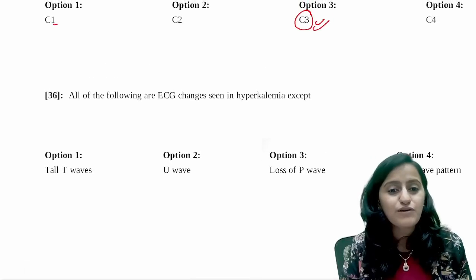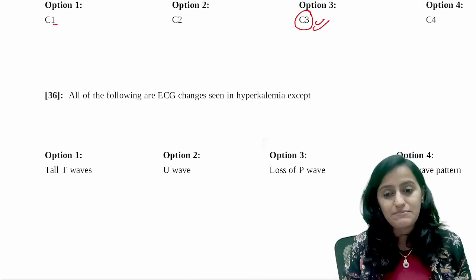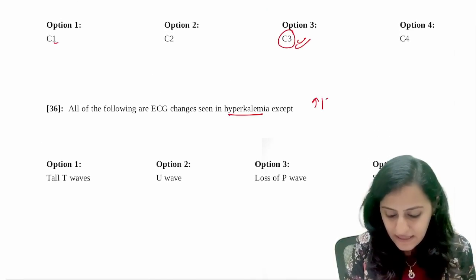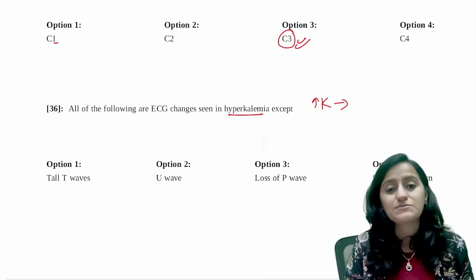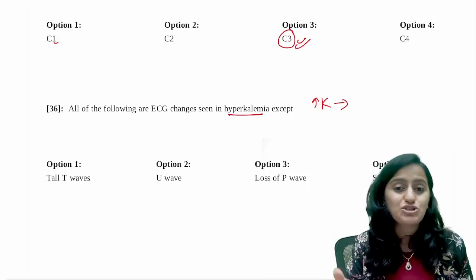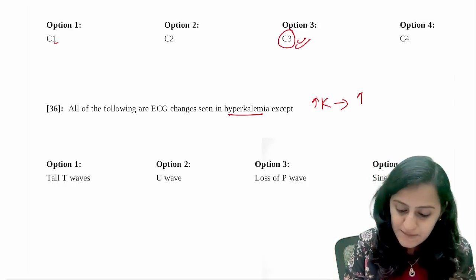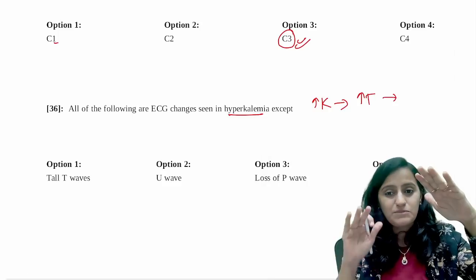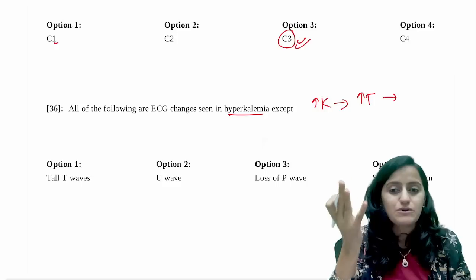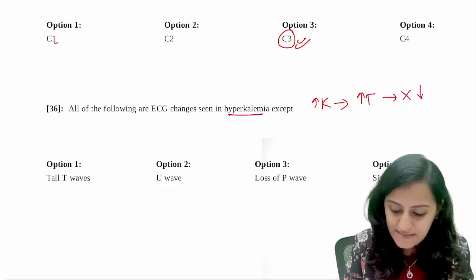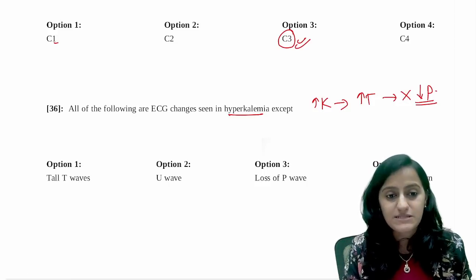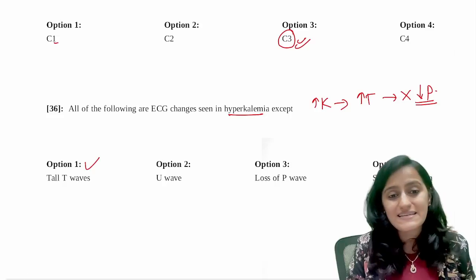Next one, all of the following are ECG changes seen in hyperkalemia except which of the following? So remember, hyperkalemia, increased potassium. Potassium is responsible for the repolarization, that is the T wave. So increased potassium will have increased T wave, and whenever the T is more, the P goes down. The T goes down, the P goes up. So remember the opposite, that is the P will go down. Flat or absent P wave is what we would see, right? So there will be tall tented T waves.